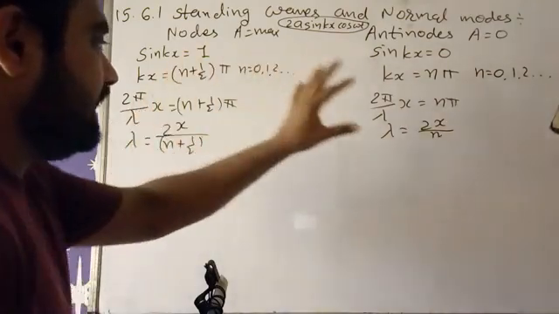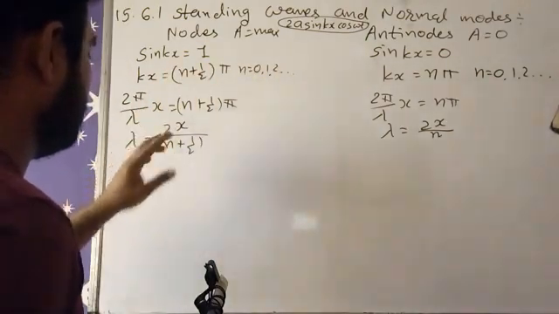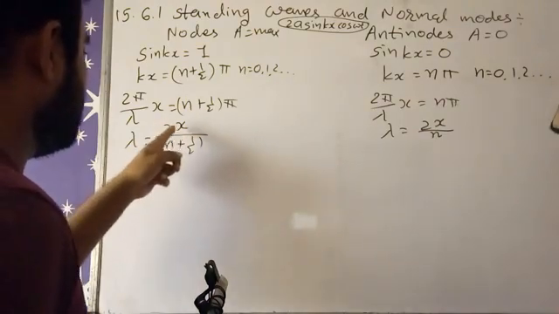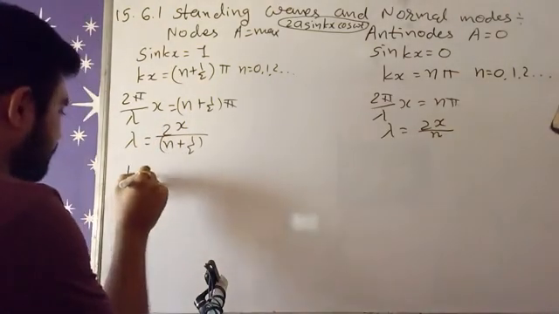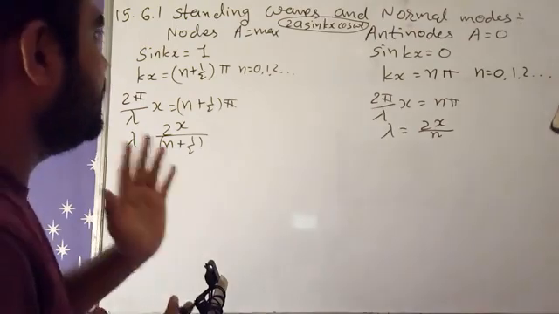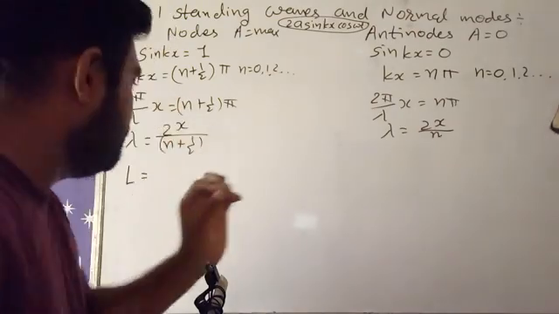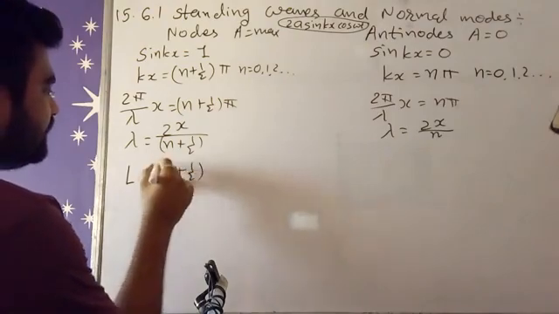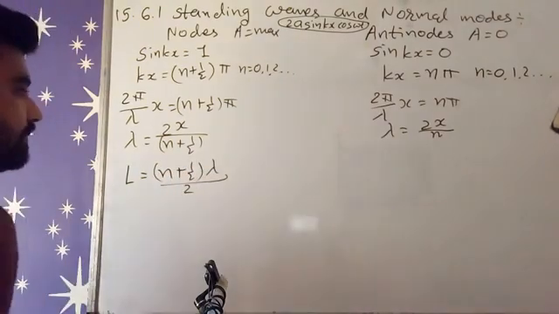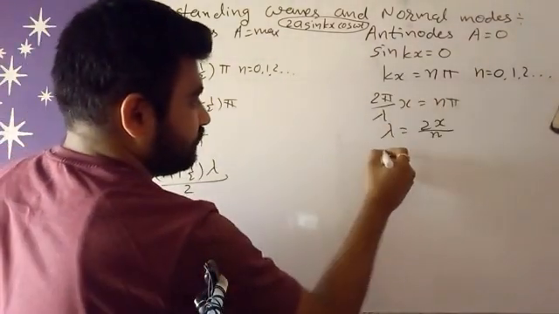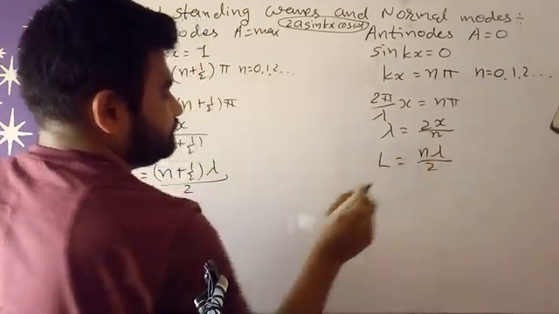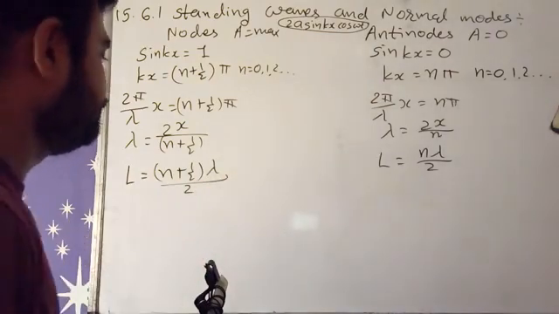Now these are the lambdas. Now see, if we take x as L, so our whole length of our wave is L, then L will be (n + 1/2) lambda by 2. Similarly here, we take x as L and make it the subject, so it will be n lambda upon 2. Simple, this is the length.